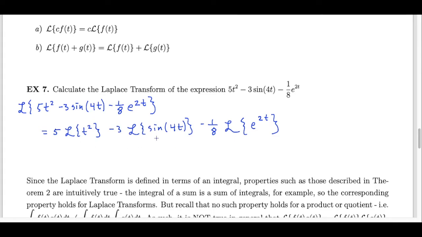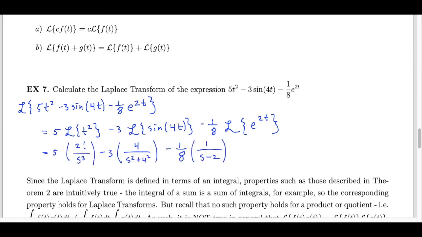Notice the same is true for sine of 4t, and the same is true for e to the 2t. So I don't think I will have any integrals to evaluate in this problem. So utilizing results that we've developed so far in this section, I can state the necessary transforms straight away. This is really our ultimate goal. I want to rely on the definition in terms of the integral as rarely as possible.